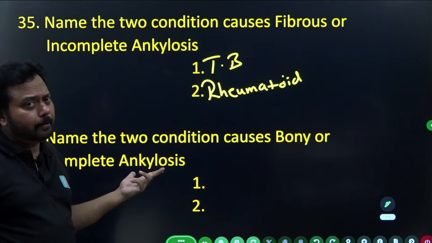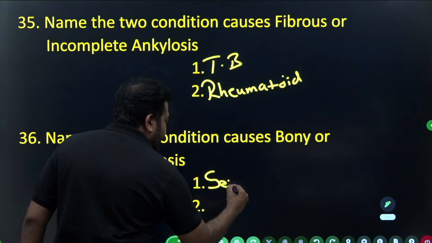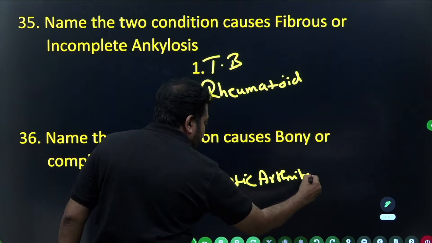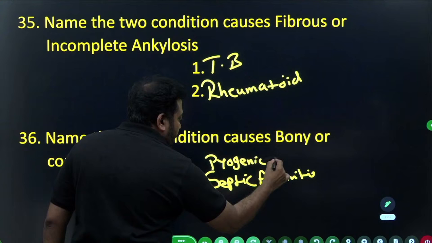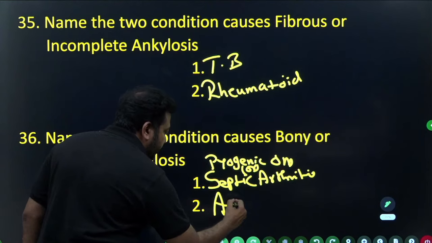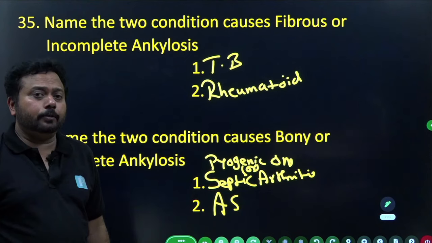Totally it is fused. Two causes for complete ankylosis. Septic arthritis, otherwise called pyogenic osteomyelitis or septic arthritis. One cause. Second cause, ankylosing spondylitis. Two causes for bony ankylosis, that is called complete ankylosis: one is pyogenic osteomyelitis or septic arthritis, another is ankylosing spondylitis.